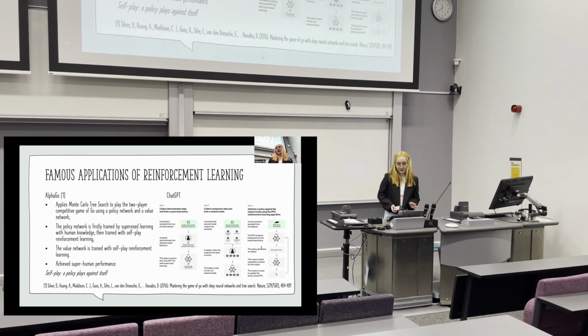The policy network is first trained by supervised learning with human knowledge, then trained with self-play reinforcement learning. The value network is only trained with self-play reinforcement learning. Self-play learning means learning by playing a policy against itself. We will explain in detail what the policy network and the value network are in later slides.